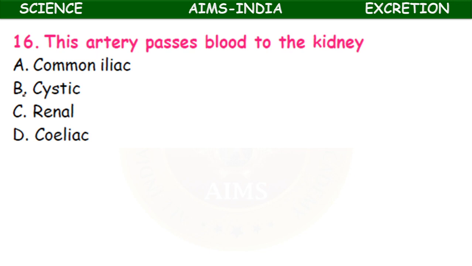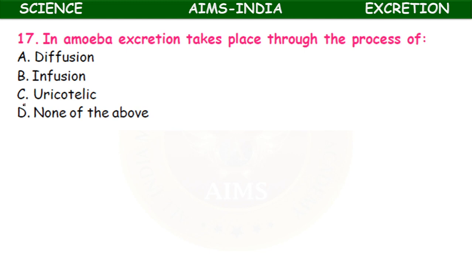This artery passes blood to the kidney. Common iliac artery, cystic artery, renal artery, celiac artery. What is that artery? It is the renal artery which passes blood to the kidney. Renal artery. In amoeba, excretion takes place through the process of diffusion, infusion, uricotelic, none of the above. It is by diffusion.